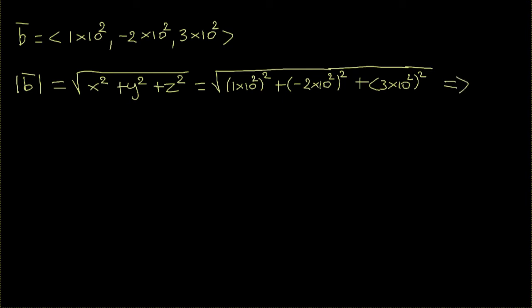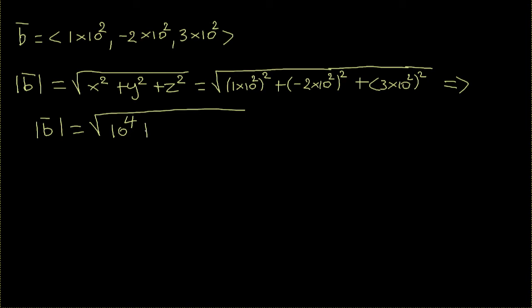And then I move on. So I have the magnitude of vector b is equal to the square root. Here I have 1 times 10 to the power of 2 squared. This will give me essentially 10 to the fourth. And the way that I did this, I said I have 1 to the power of 2, which is 1, times 10 to the power of 2 times 2, which gives me 10 to the fourth.